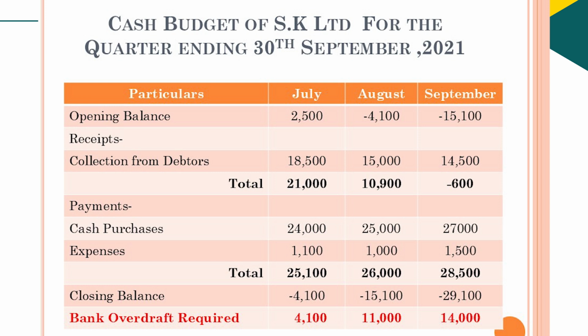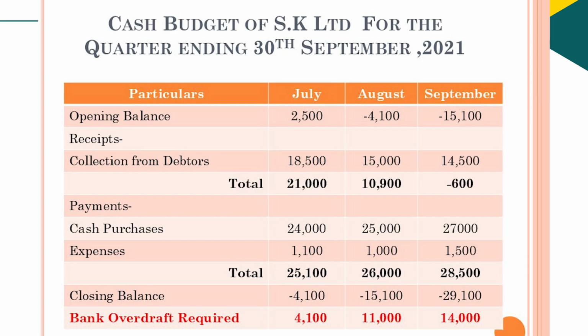Taking into consideration the collection from debtors, that is 14,500 from the working note, and as you can see here, the total is coming in negative, that is minus 15,100 plus 14,500, this is coming as minus 600. That is again, inflow is in negative. Under payments, I have taken purchases of 27,000 and expenses payment 1,500 in the same month of September. Total is coming as 28,500 as you can see.